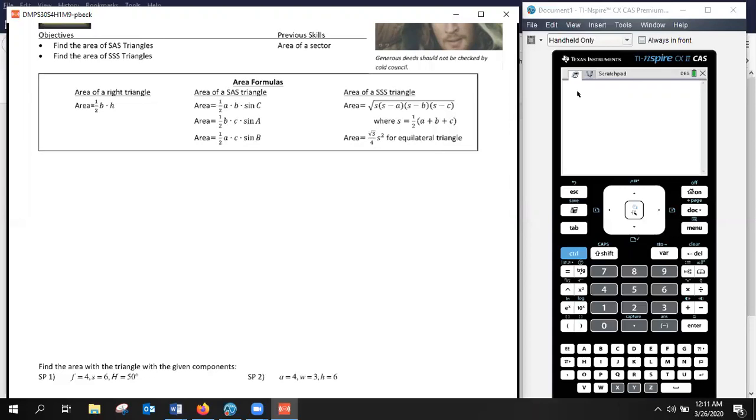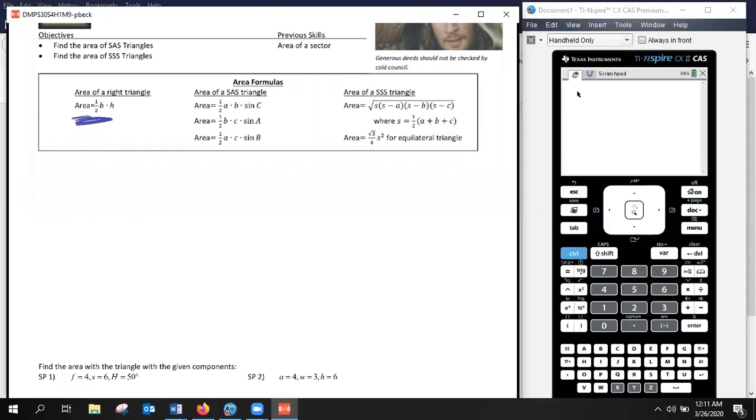We're here today to talk a little bit about area of triangles. You guys should be pretty familiar with area of just any right triangle, where you have 1/2 base times the height. What we're going to do is build off that to work on different types of triangles. What happens if we don't have a right triangle? Specifically, we're going to work on side angle side triangles and side side side triangles.